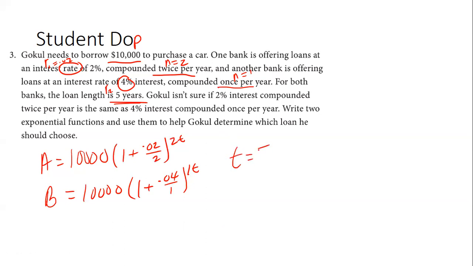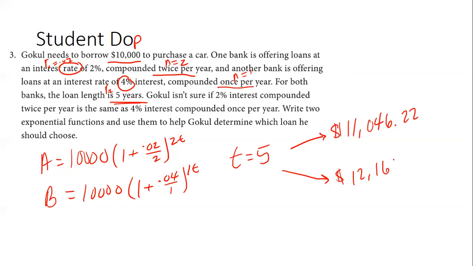So after you do that, then you have to just plug it into the calculator, and we're looking for T equals 5. Okay? So with bank A, what did I get when T equaled 5? 11,046 and 22 cents. Bank B, what did it give me? 12,000 what? 66? There we go. All right. Well, I wrote my cents, so 53 cents.